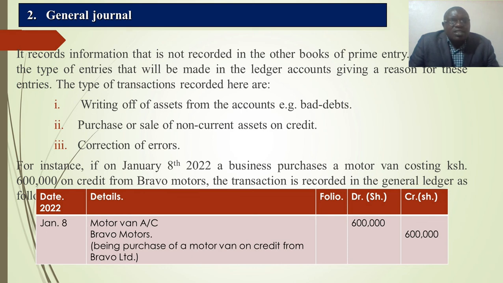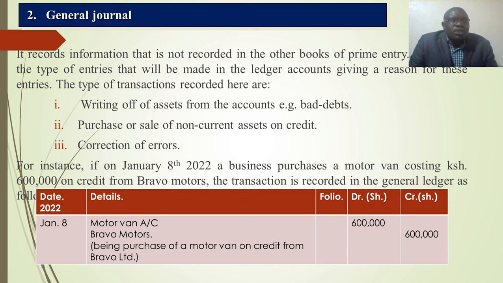So how will we record that transaction? That transaction will be recorded as follows: January 8th, then in the details column, motor van account, and the motor van account is the account which is receiving, so it will be debited. So you go to the debit side, you record 600,000. Which account is losing, or which account is credited? The account which is credited is Bravo Motors account, which is now credited with 600,000 Kenya shillings. Then the description follows. What is the description? Being purchase of a motor van on credit from Bravo Limited.